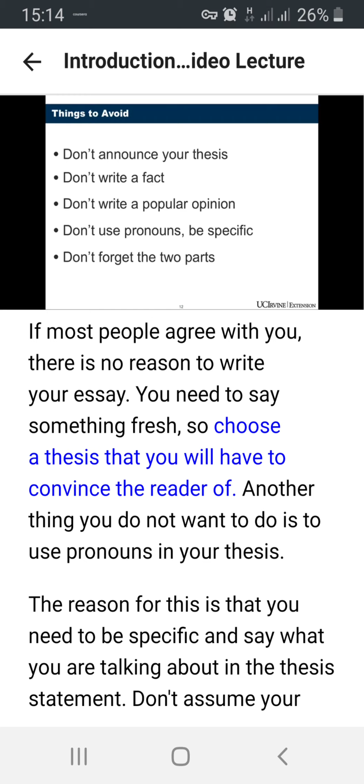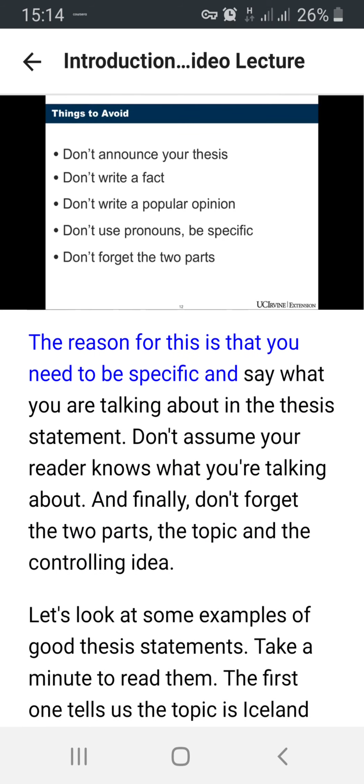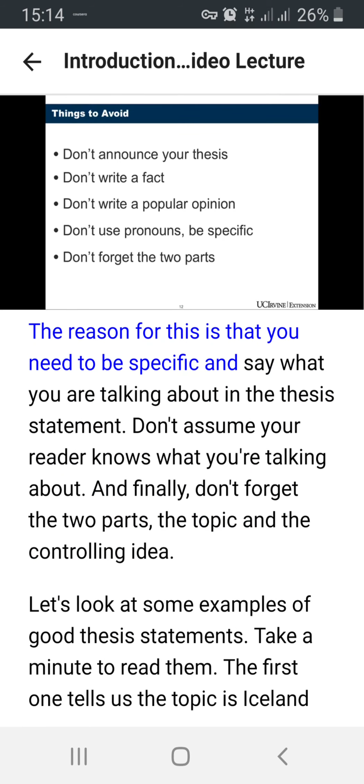Another thing you don't want to do is to use pronouns in your thesis. The reason for this is that you need to be specific and say what you are talking about in the thesis statement. Don't assume your reader knows what you're talking about. And finally, don't forget the two parts, the topic and the controlling idea.